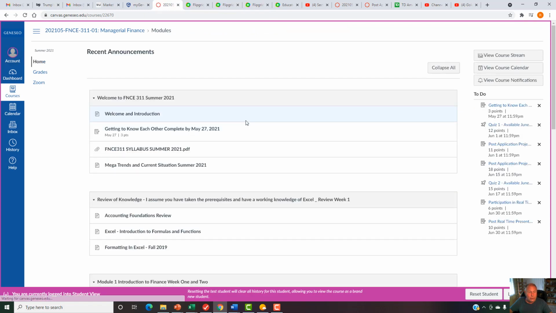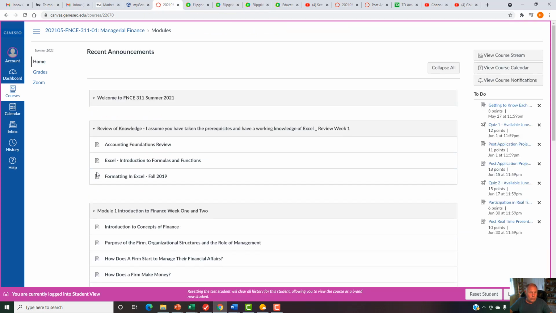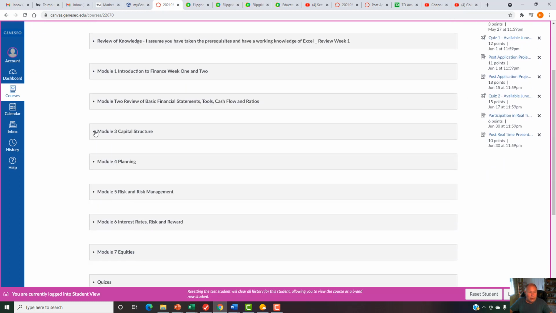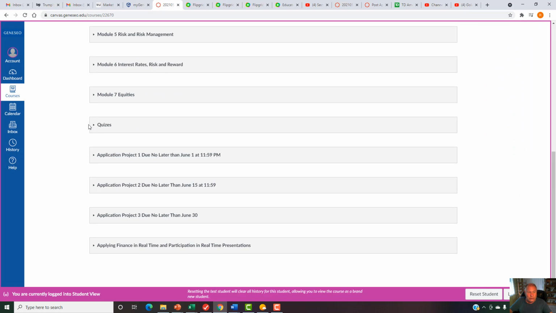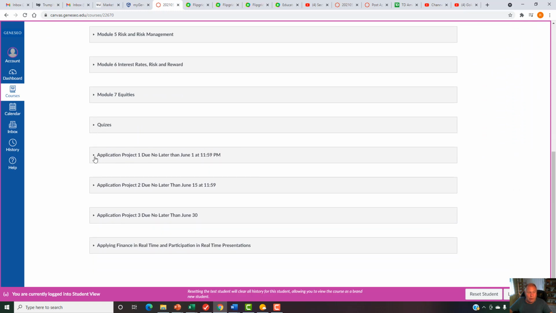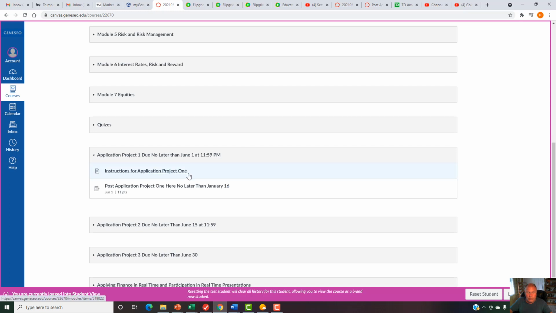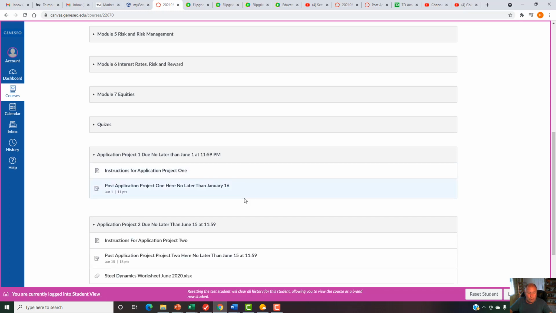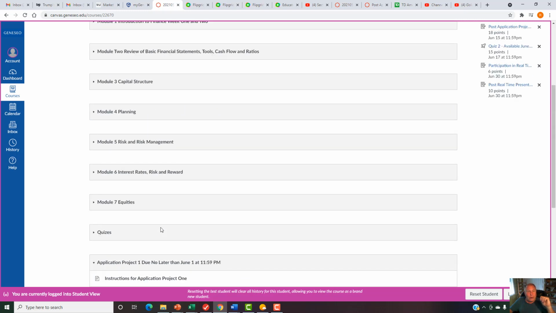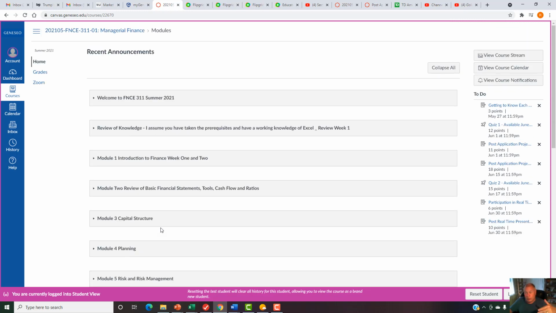If you work your way down, all the modules are there. All the assignments and quizzes are there. We're going to look at application project 1. There's the instructions, application 2, where you post them, and so on and so forth. So everything is here, please feel free to use it. If you have any questions, please let me know.